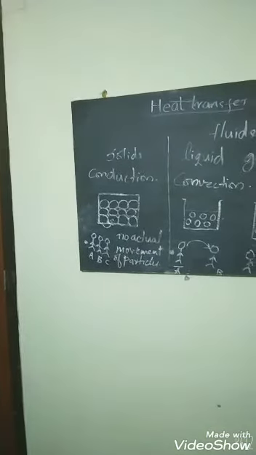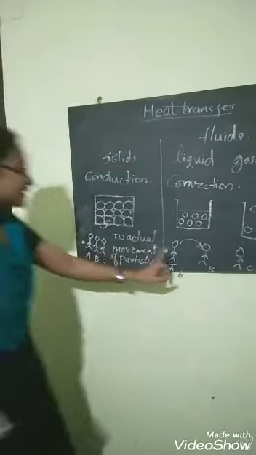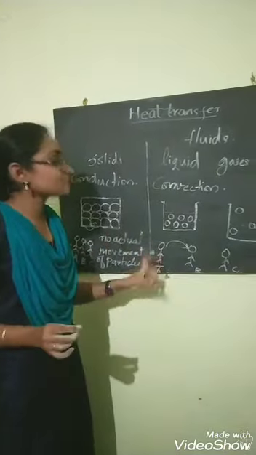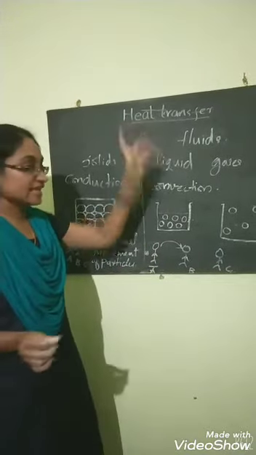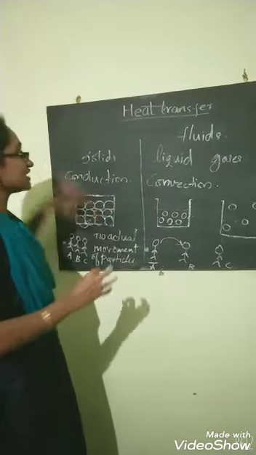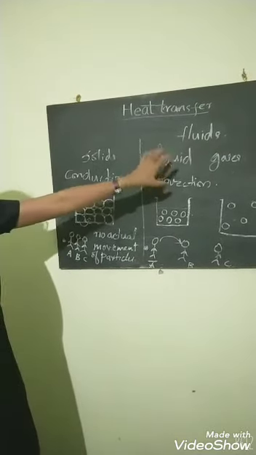And what is happening in convection? Here, the actual movement of particles takes place for the heat transfer. That is what takes place in convection. I think the difference between conduction and convection is clear for you.